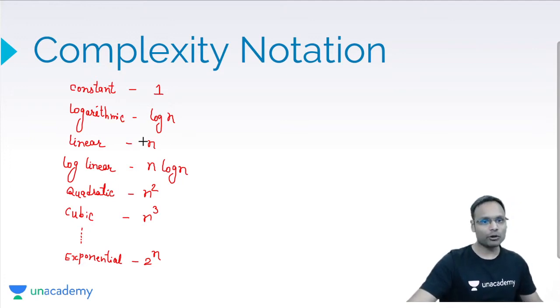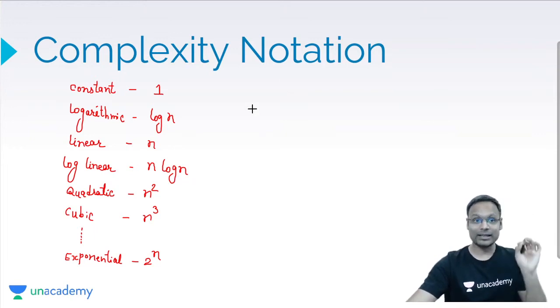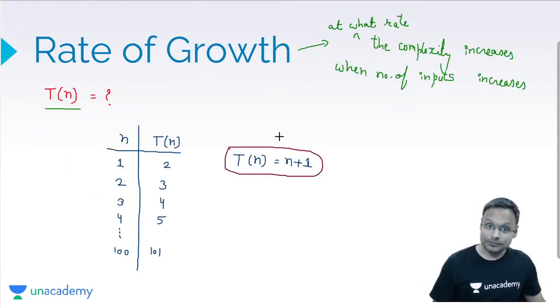If not, then log n. If not, then n. If not, then n log n, and so on. That is the increasing order of complexity notation. You remember that. Okay? Now listen.